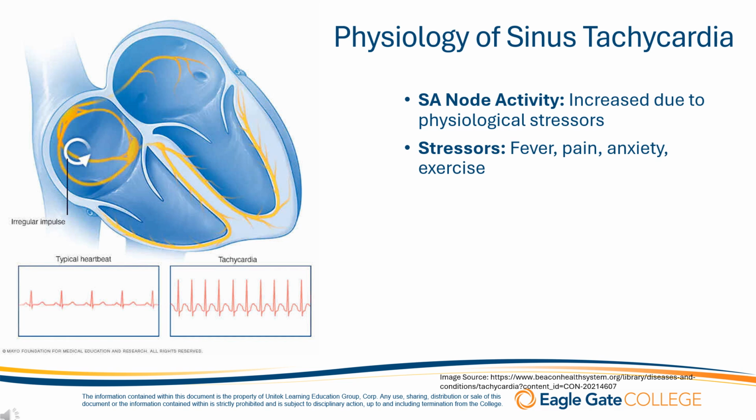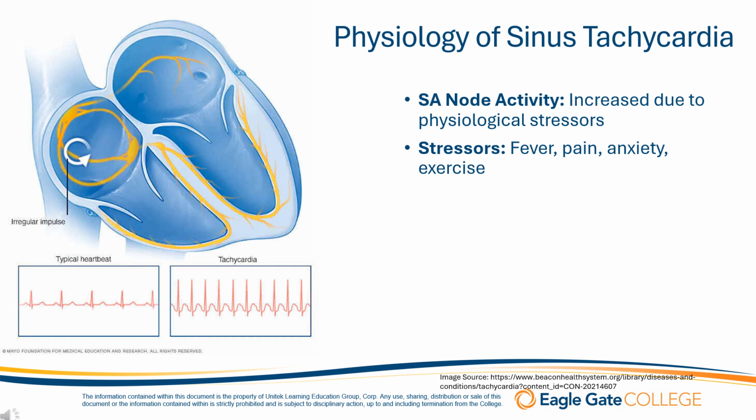The sympathetic nervous system stimulates the SA node to increase heart rate in response to stressors, while the parasympathetic nervous system can slow it down. During situations of increased demand, such as fever, pain, anxiety, or exercise, the balance shifts towards sympathetic stimulation, causing the SA node to increase its rate of firing, thus increasing the heart rate.